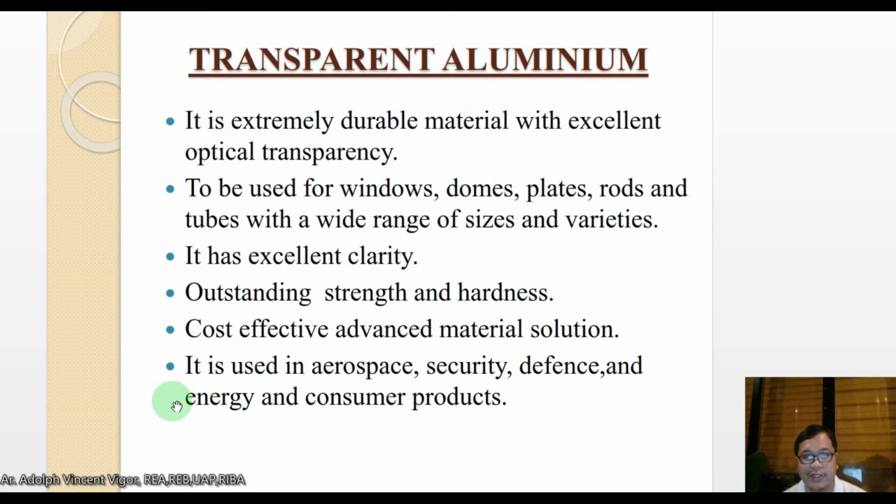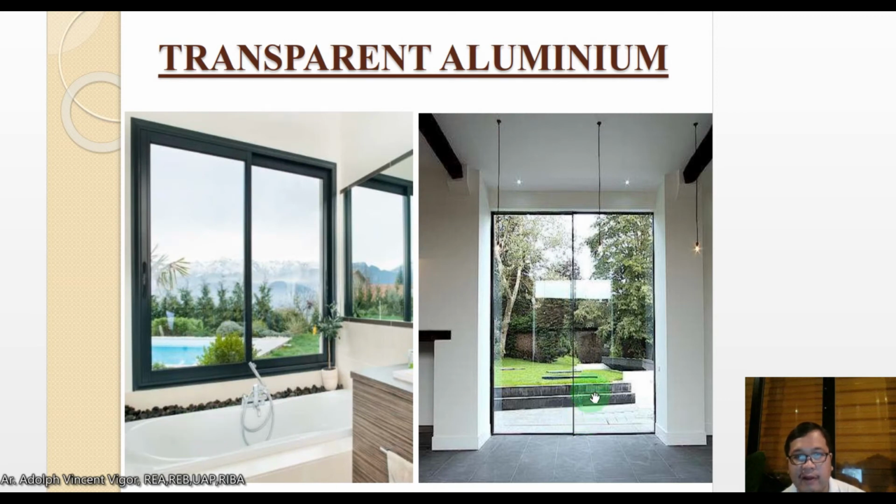Okay, so this is something new also to me. It's a transparent aluminum. It is an extremely durable material with excellent optical transparency. It can be used for windows, domes, plates, rods, and tubes with a wide range of sizes and varieties. It has outstanding strength and hardness. It is a cost-effective and advanced material solution. It is used in aerospace, security, defense, energy, and consumer products. So this is an example of transparent aluminum. How you use the material will just depend on your imagination.